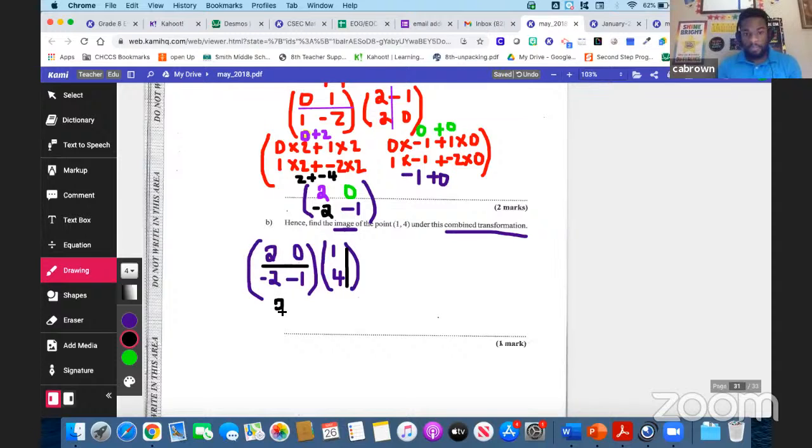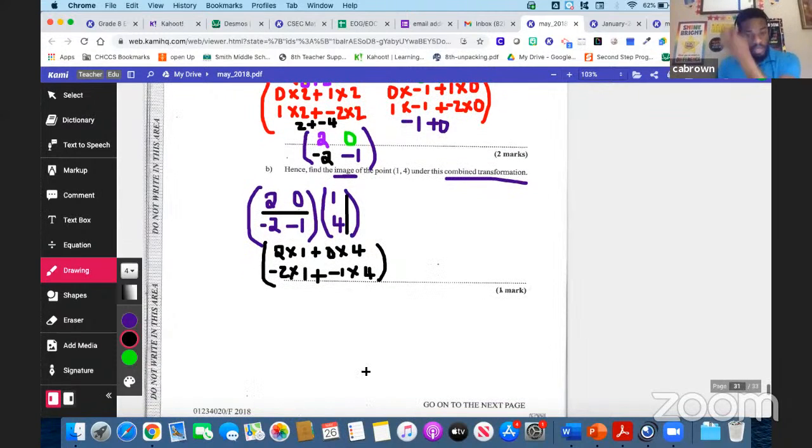2 times 1 plus 0 times 4. -2 times 1 plus -1 times 4. We're going to be simplifying this now. 2 times 1 is 2. 2 plus 0 is 2. -2 times 1 is -2, plus -4. -2 plus -4, you owe 2 and then you owe 4 in all, so that's -6.